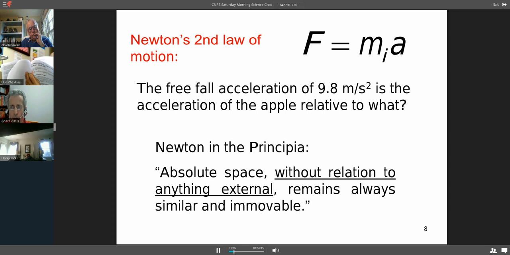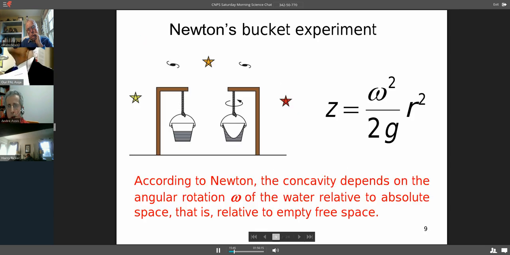But then comes a problem. We don't see empty space. We don't see the vacuum. So how can I measure or know the acceleration of the apple relative to nothing, to empty space? Then Newton made the most important experiment of his dynamics, which is his bucket experiment. Let me just first show what Newton did.